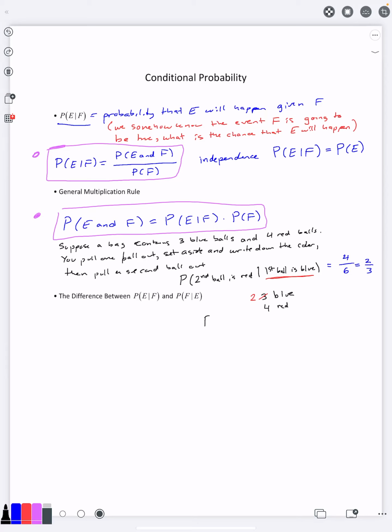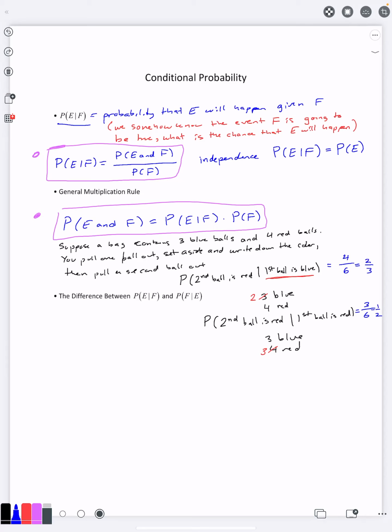On the other hand, if I had said find the probability that the second ball is red, given that the first ball is red, we're going to get a different answer here. We still start with 3 blue and 4 red, but now I know that the first ball is going to be red. So that means that after I've done that, there are 3 blue and 3 red left. So that means there are 3 red that might happen in the second pull out of 6 total balls remaining. So this one has only a 50% chance of being red.